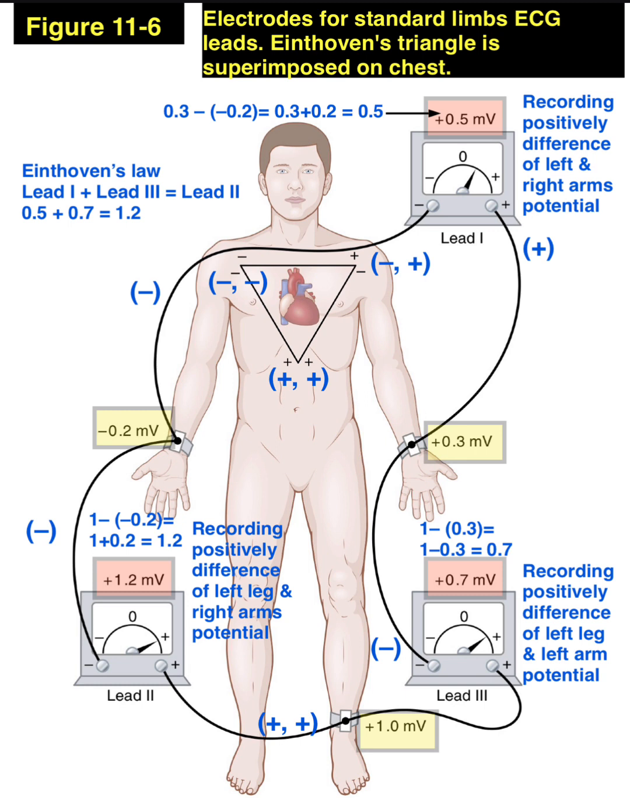Einthoven triangle is shown on the chest in this figure with one apex of the triangle facing downward and two apexes of the triangle at the shoulder level. Both terminals of the down apex of the triangle are positive. Both terminals of the left shoulder apex of the triangle are negative. The right shoulder apex of the triangle has one terminal negative and one terminal positive. Each limb has its own potential.